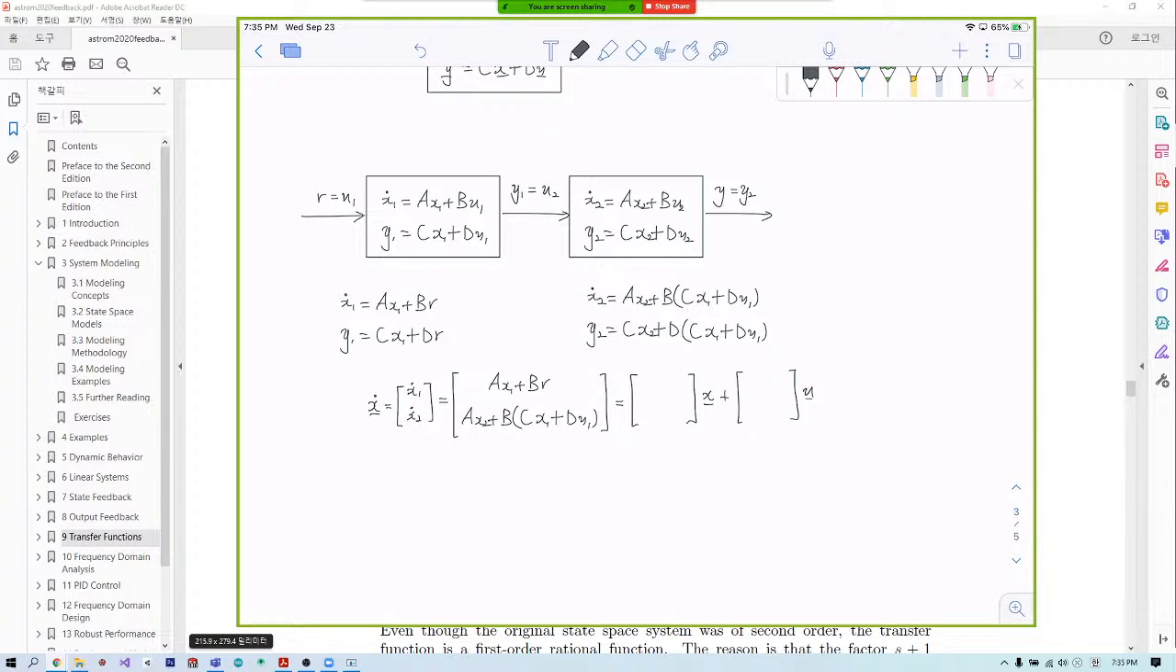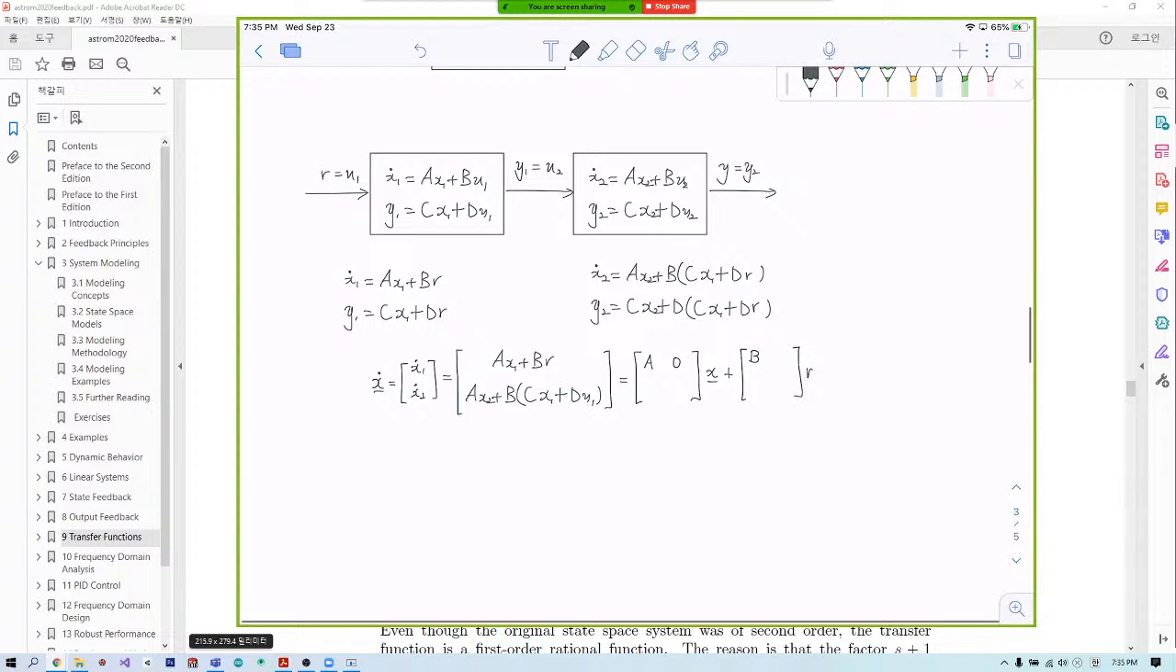So we have x1 here, but no x2. And also with r. Instead of u1, I'm going to use r because we want to relate r and y in the end. And we have B times r. And for the second row, we have B times C as a coefficient of x1, and we have A as a coefficient of x2. And also we have B times D.